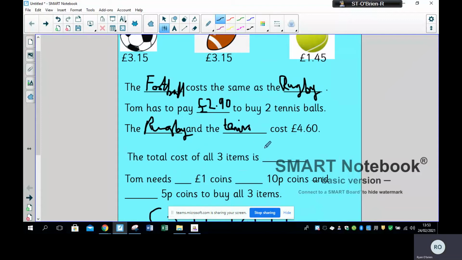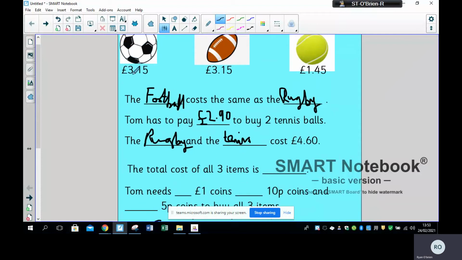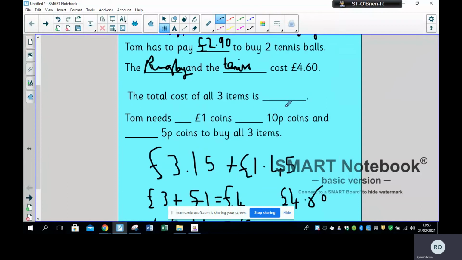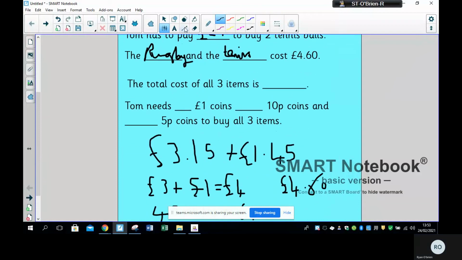Now, some of you are going to be screaming at the screen saying it could have been the football as well, because the football and the rugby ball are the same. So you could have also had football and tennis ball. We only need to find one.